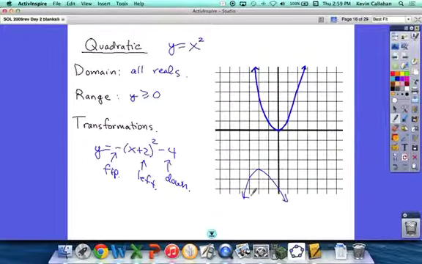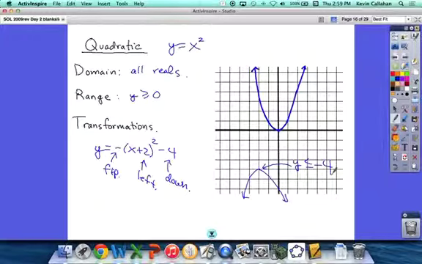Okay, what is the domain and range of that? The domain is still all real numbers, and the range is less than or equal to, right? It definitely does touch that point. Y is less than or equal to -4. Right, that's the range.